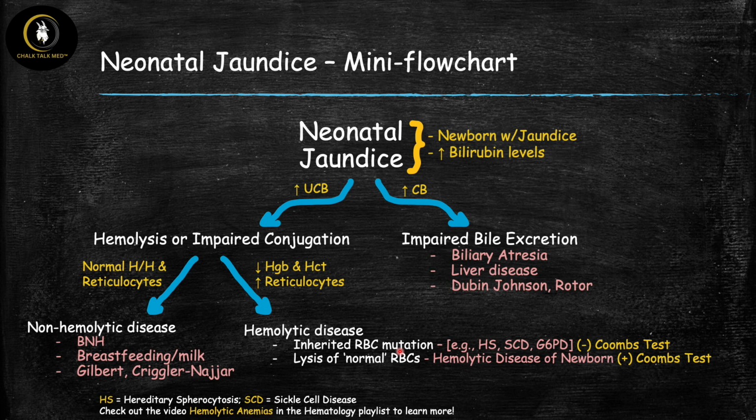For example, the red blood cells here are defective and mutated due to an inherited condition such as hereditary spherocytosis or sickle cell disease or G6PD deficiency. So this newborn is essentially born with an inherited problem with their red blood cells that's causing the hemolysis at birth. Or are the red blood cells themselves, quote unquote, normal, meaning there's no mutation, there's no inherited problem, but they're being lysed anyway? And the main condition that would do this and cause neonatal jaundice at this stage would be hemolytic disease of the newborn, which is what we're going to be talking about.